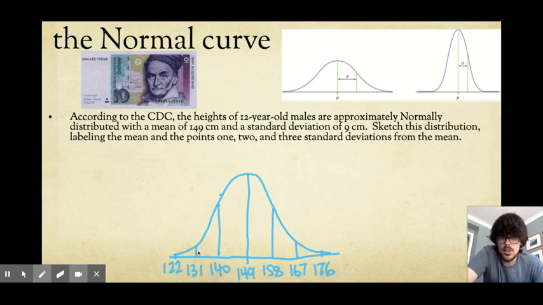So we have our little picture filled out right here, and these are going to be the heights that we care about. The heights that are either 1 standard deviation, 2, or 3 away from our mean. And as you might remember from Algebra 2, what we really care about when we do these is what percent of values live in each section of this graph. So what percent of 12-year-olds are between 140 and 149, or 158 and 176, or whatever.